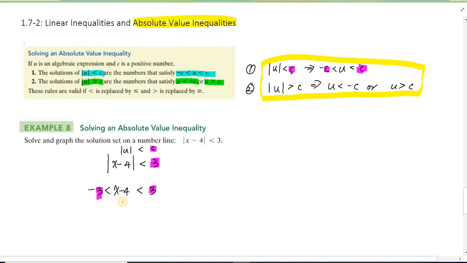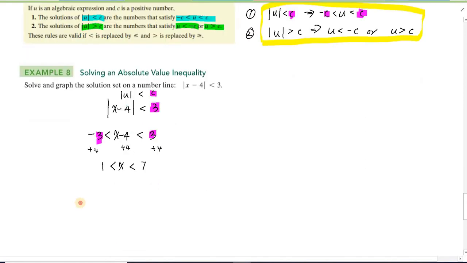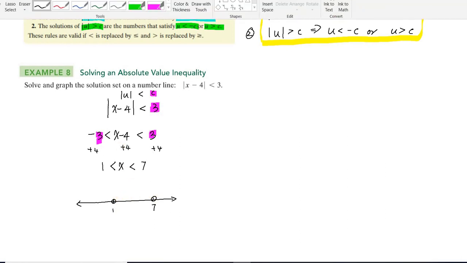So we know we're going to add 4 to every single term. Then we're going to have x greater than 4 minus 3, which gives us 1. And this side, 3 plus 4, gives us 7. We're going to draw this on our number line. We're going to have 1, and then we have 7. Since we are dealing with greater than 1 and less than 7, both are open circles. And we said it's between, that means the middle is our final solution.